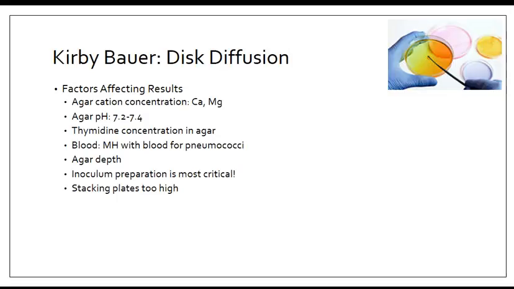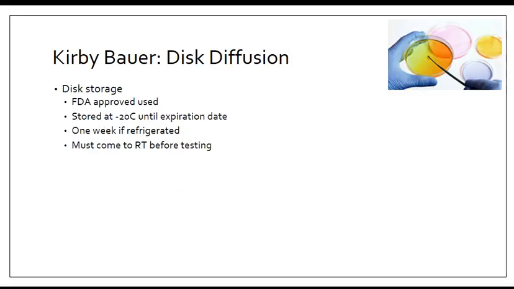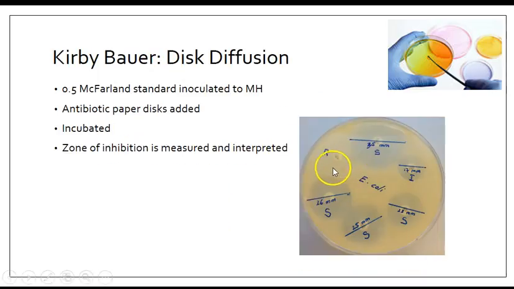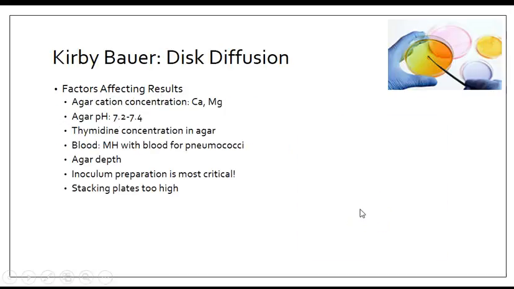The agar pH needs to be 7.2 to 7.4. If it's lower, you can have a false result. The level of thymidine in the agar affects trimethoprim, the sulfa drugs, and trimethoprim sulfa. If it's too high with Enterococcus, false resistance could occur. With strep pneumo, you can't use the Mueller-Hinton that is clear like this. You have to have the Mueller-Hinton with blood or it won't grow.